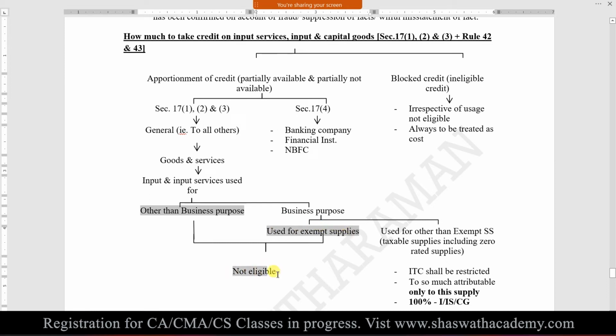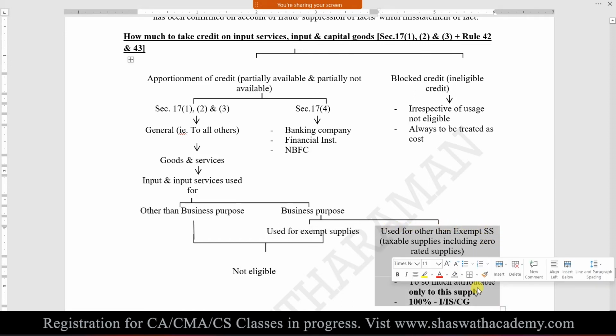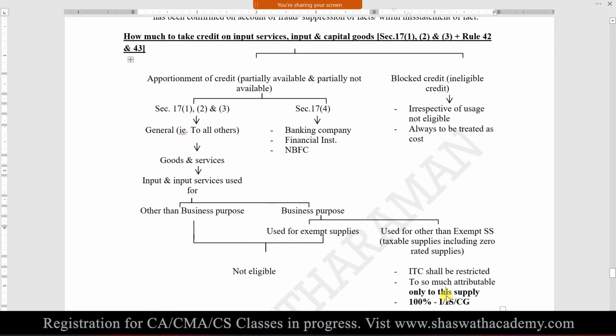My dear, in both the cases you are not eligible because it is not resulting in business furtherance. It is not resulting in output tax liability. Only when all the conditions are satisfied, used for other than exempt, you are eligible. How much am I eligible, sir? I am eligible to take 100% of the input services and capital goods. The taxes paid on these are 100% eligible. Guys, are you all with me?